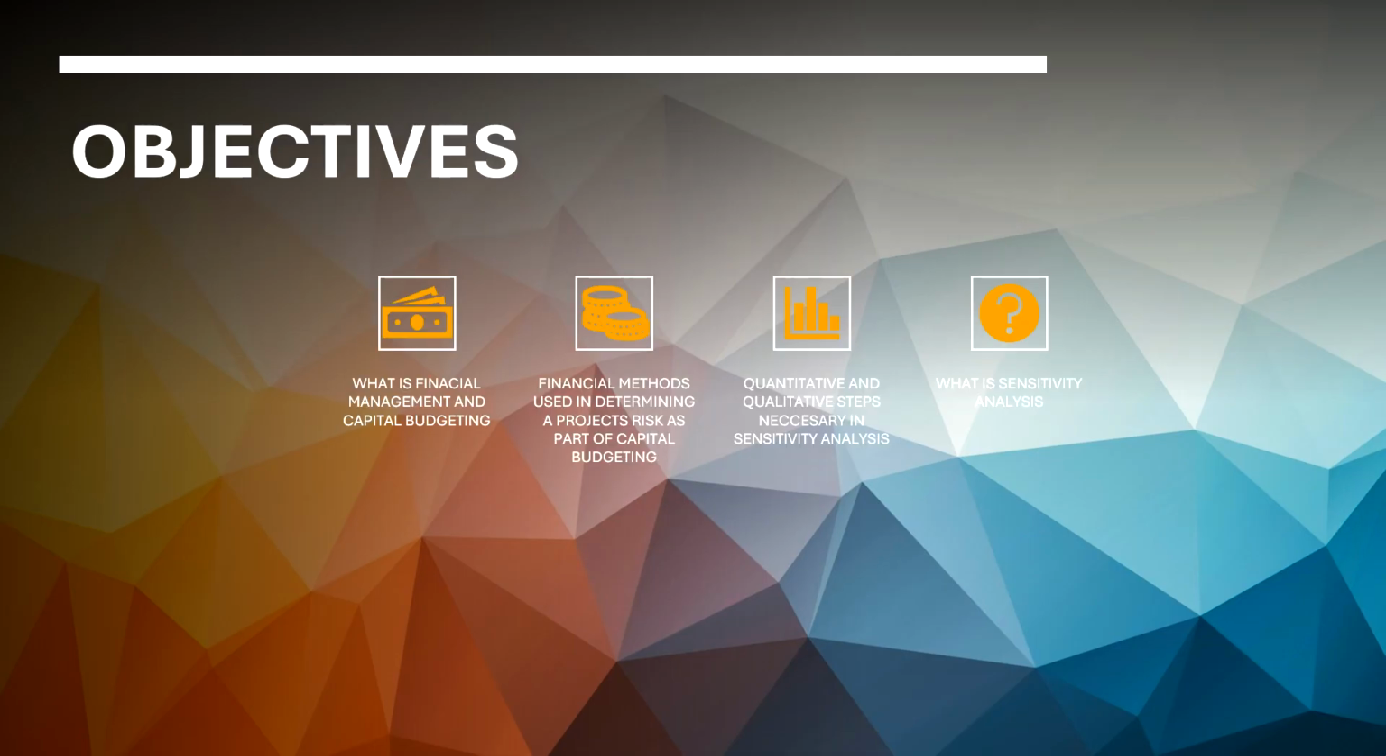Objectives for today's presentation. We are going to explore what financial management is and how it relates to capital budgeting. We'll examine the financial methods used in determining a project's risk as it relates to capital budgeting. And finally, we will examine what, why, and how to conduct sensitivity analysis.